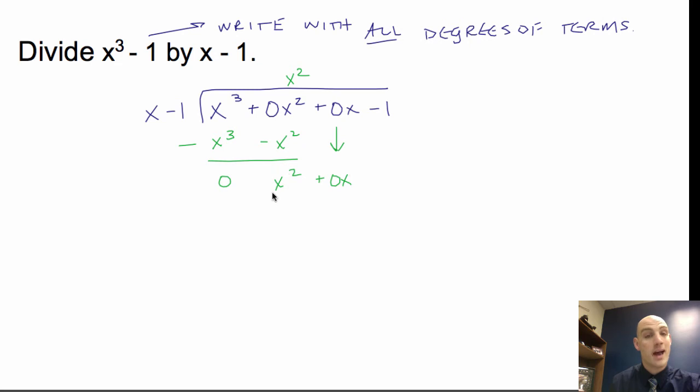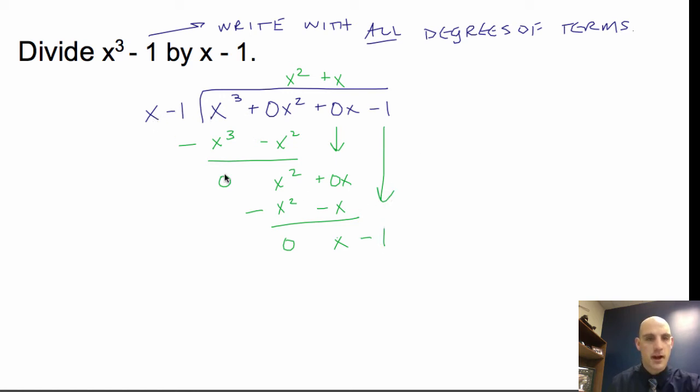So now I'm looking at my x squared term. What do I multiply x by to get x squared? Well, it's a positive x, so I'm going to have x squared here. And then x times minus 1 will be minus x. And I'm going to subtract, so I get 0, and this becomes a positive x. Continue my process, bring down my minus 1.